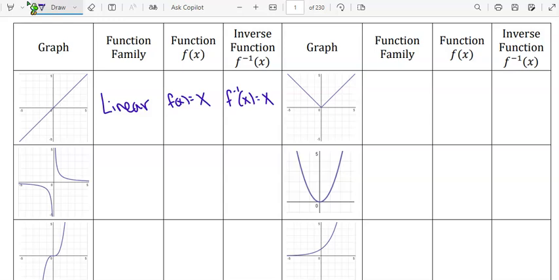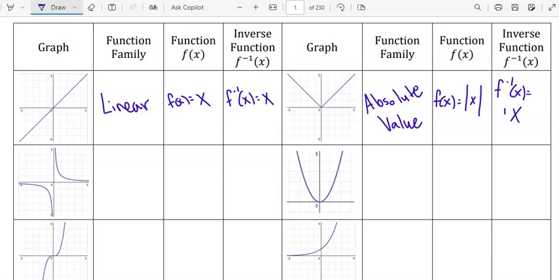This one right here is absolute value. It's a V shape. The function is f of x equals the absolute value of x. Has two bars on it. The inverse could be two different things depending on the restricted domain. F inverse of x is either plus or minus x.